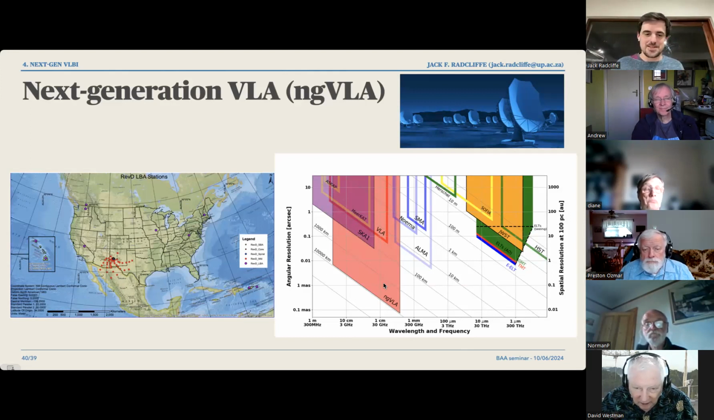But this is 20, 30 years ahead of us. So luckily the ngVLA has now been, I think it got approved in the decadal review for a design study. And so hopefully it might actually become a reality now, but this would be amazing to have. So I think that's the end of me talking.